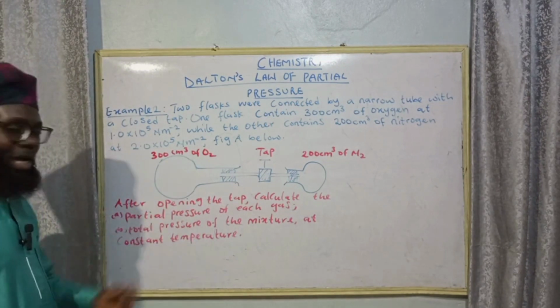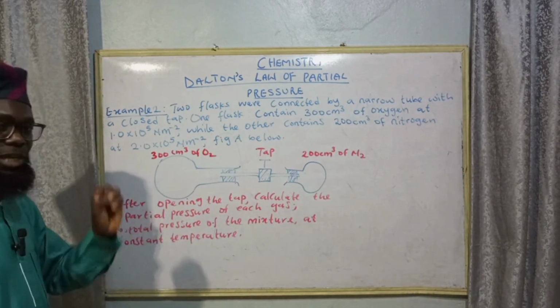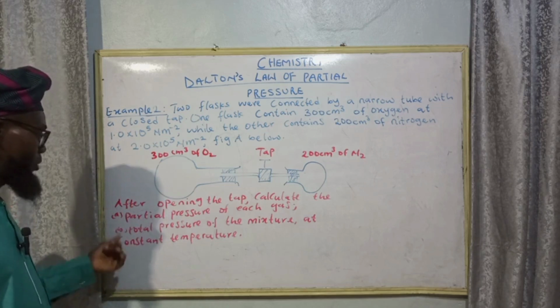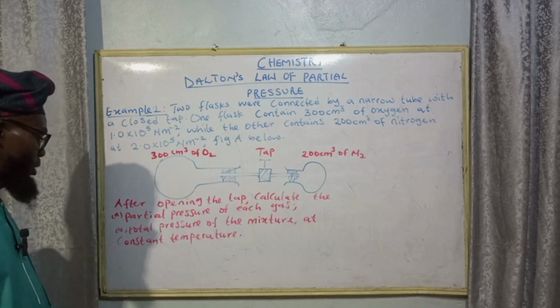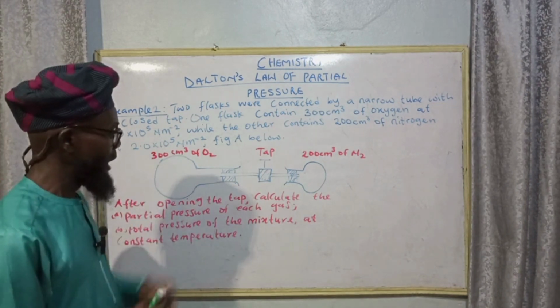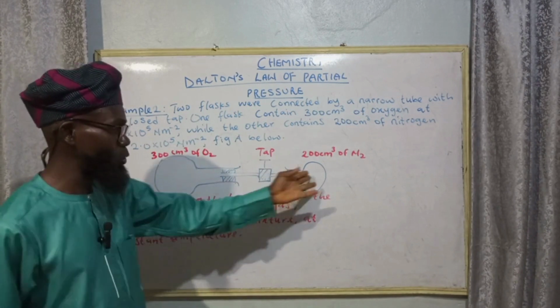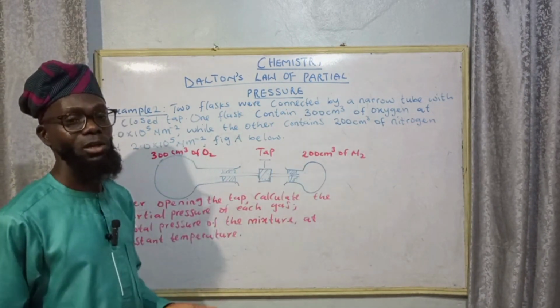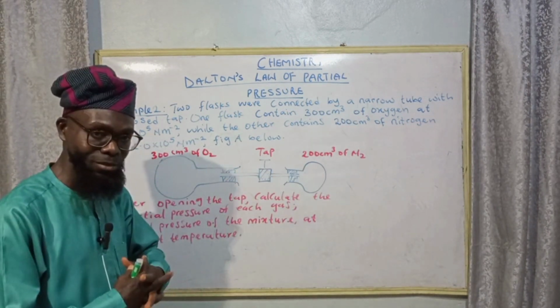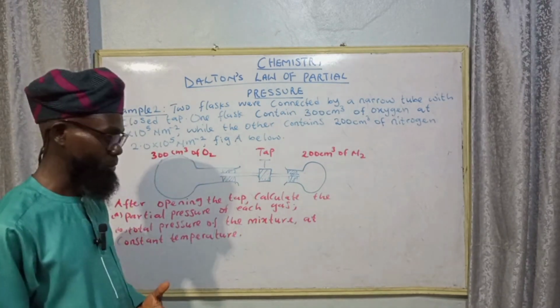After opening the tap, calculate A, partial pressure of each gas. B, total pressure of the mixture at constant temperature. One thing is, when you open this tap, oxygen has to mix with nitrogen. But that does not mean they are reacting, but they are in a mixture. We must know their total volume.